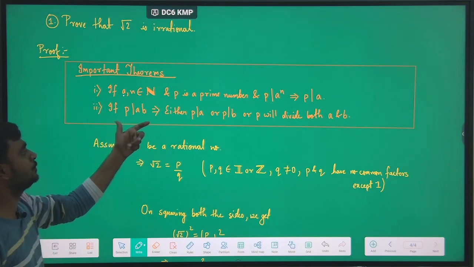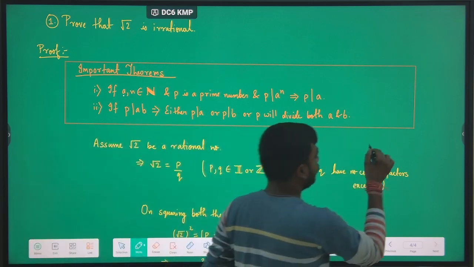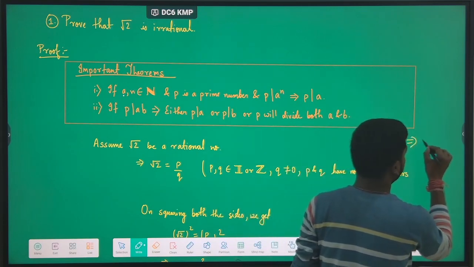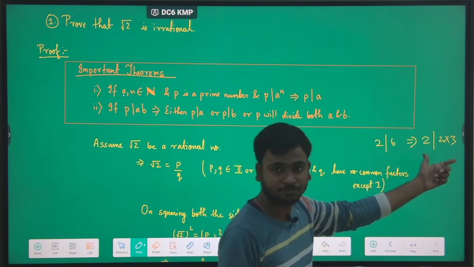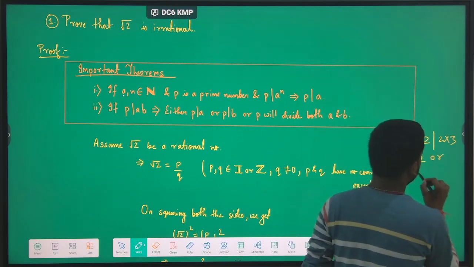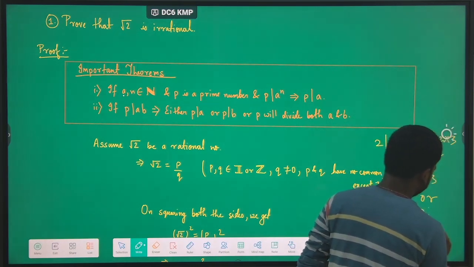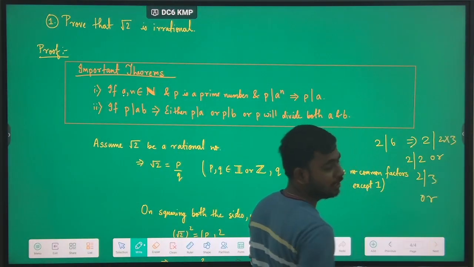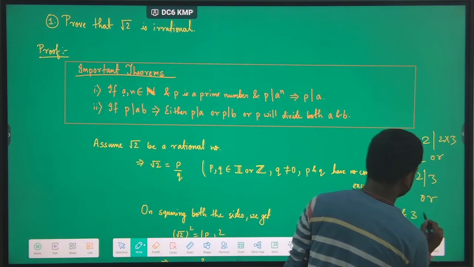Also, if p is dividing ab, the product of a and b, let us suppose that 2 is dividing 6. That means 2 is dividing 2 into 3. What does it mean? Either 2 will divide 2, or 2 will divide 3, or 2 will divide both 2 and 3.